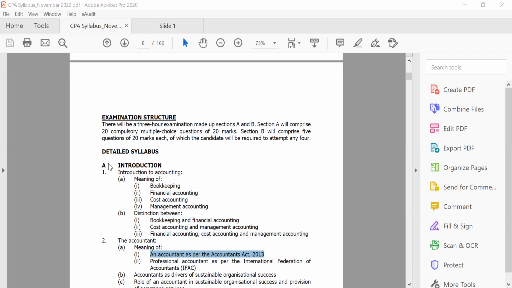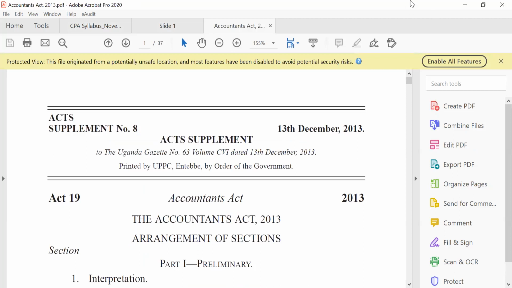So the next thing here that we have now is the Accounting Act. Now, I want you to know that as a country, Uganda, we have an act that governs our operations as accountants in this country. And that act is one that says that an accountant is one who has completed the Certified Public Accountants course. So you cannot call yourself an accountant if you have not finished CPA. So friends, this is our Accounting Act of Uganda.